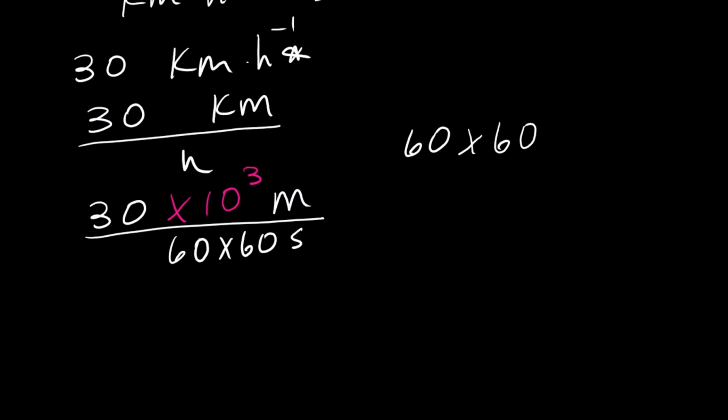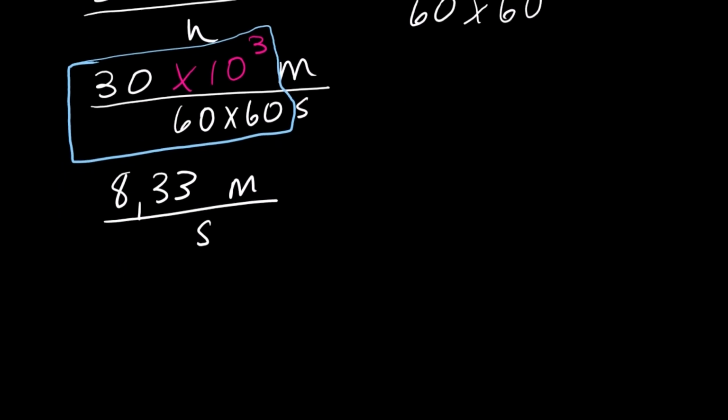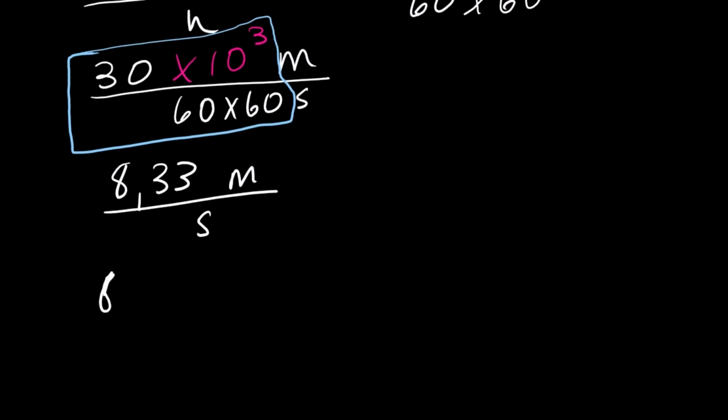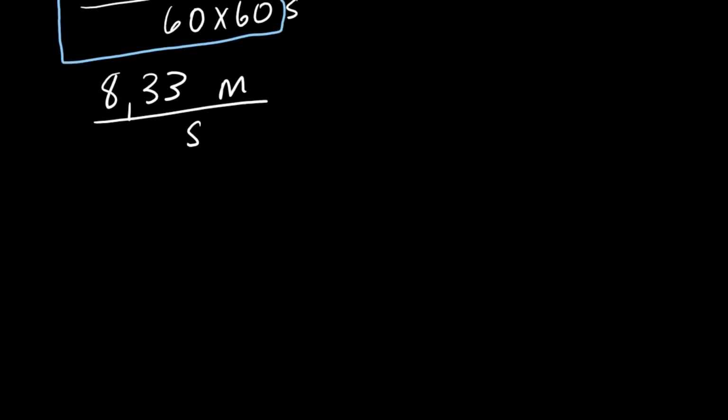Now from here you simply punch this on your calculator. Let us punch 30 times 10 to the power 3, 60 multiplied by 60. So what is 30 kilometers per hour in meters per second? It's 8.33 meters. Actually it's like this. Now we all know that our SI unit must not be expressed like this. So we have 8.33 meter.